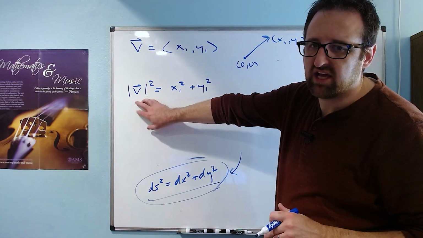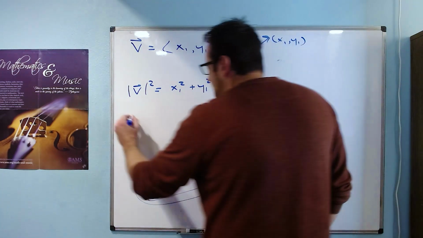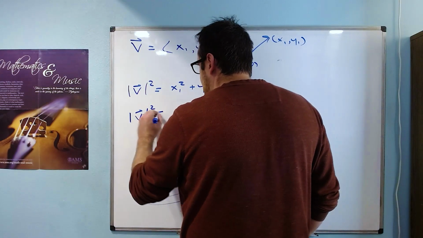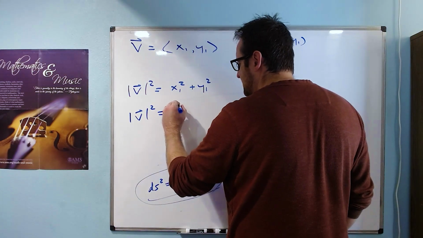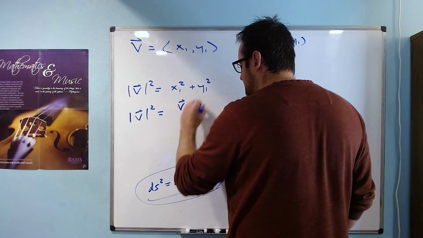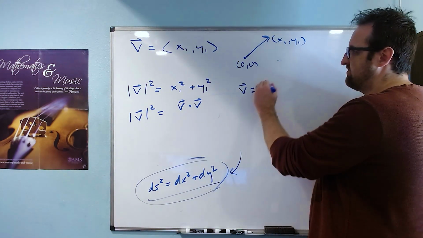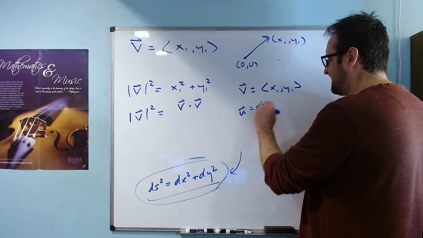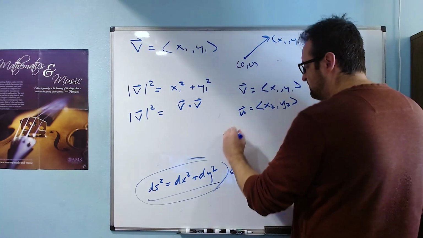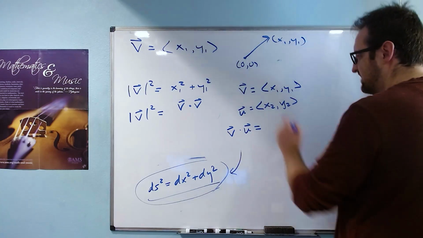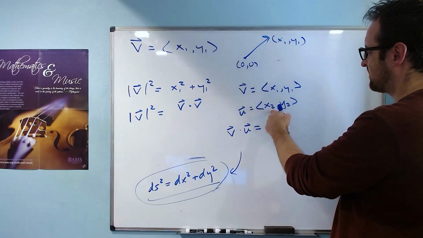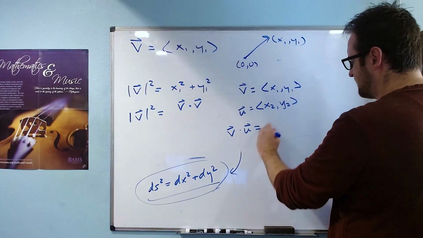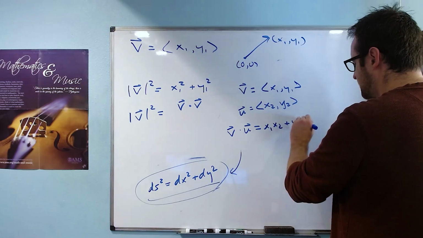That's how we write length squared for a vector. But you also might know, if you took linear algebra, that you can rewrite this as the dot product of v with itself. So in a dot product, if v is equal to x1, y1, and u is equal to x2, y2, then when you do v dot u, you get this quantity where you multiply the x coordinates and add it to multiplying the y coordinates. You get x1 x2 plus y1 y2.